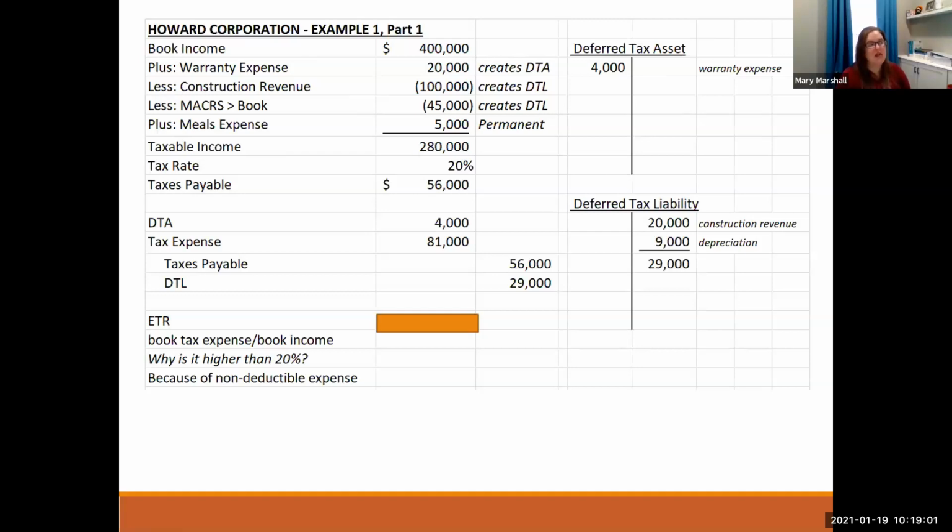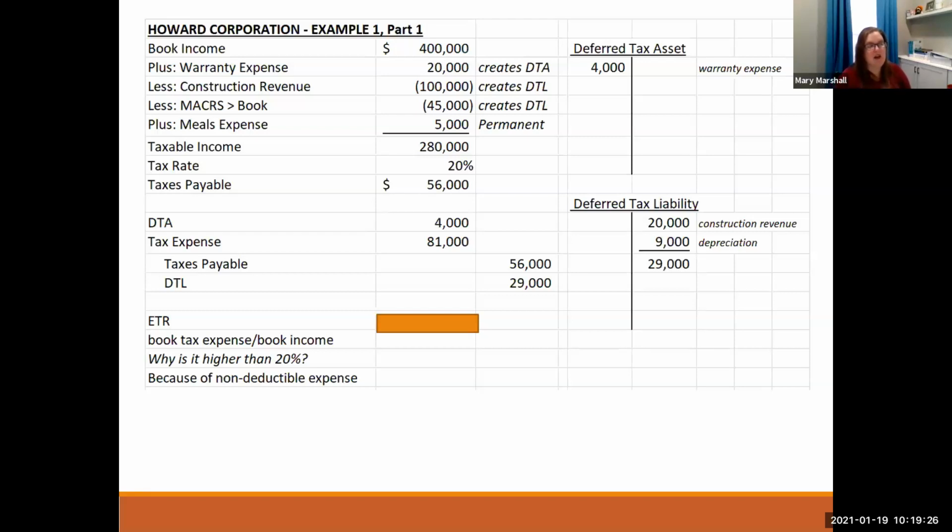Now, sometimes students get confused about, do I do taxes payable first or tax expense? Which one's the plug? There are 2 ways to think about it. One is I do my balance sheet accounts first, so payables would be with the DTA and DTL. The other is you pay the IRS first, right? And so always think about payables first.